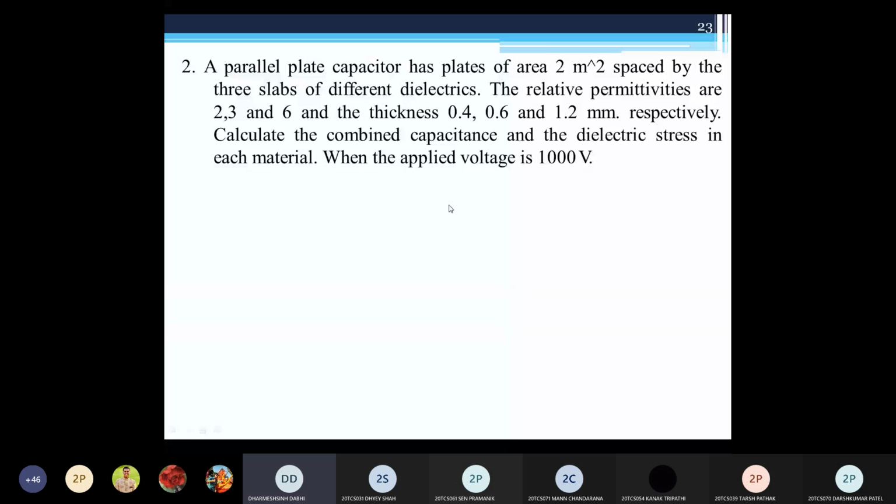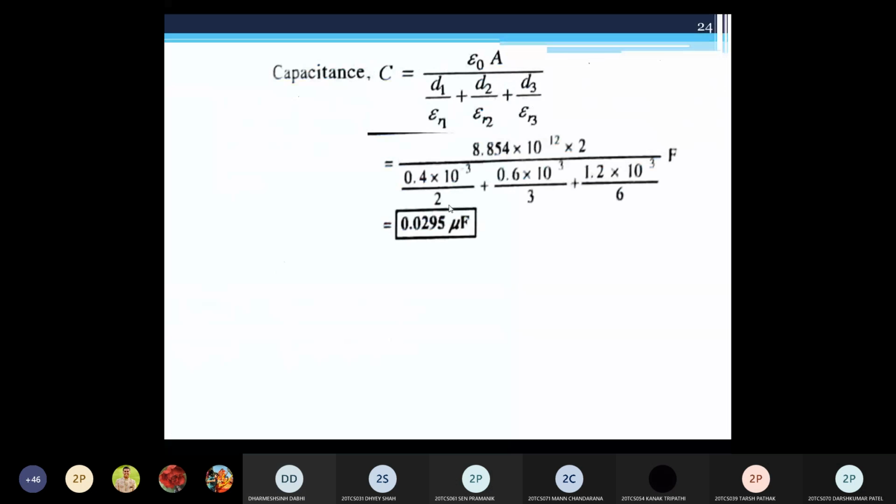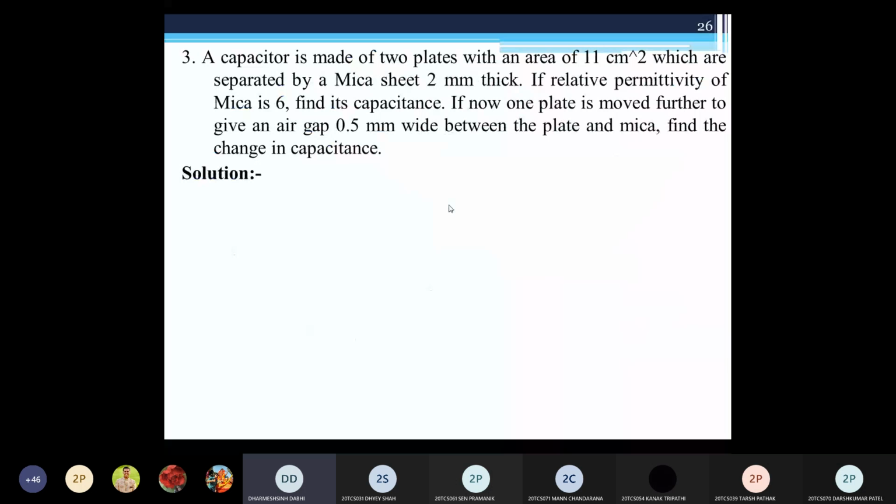Okay, so I move to the next example. Third example, all of you write down this third example.